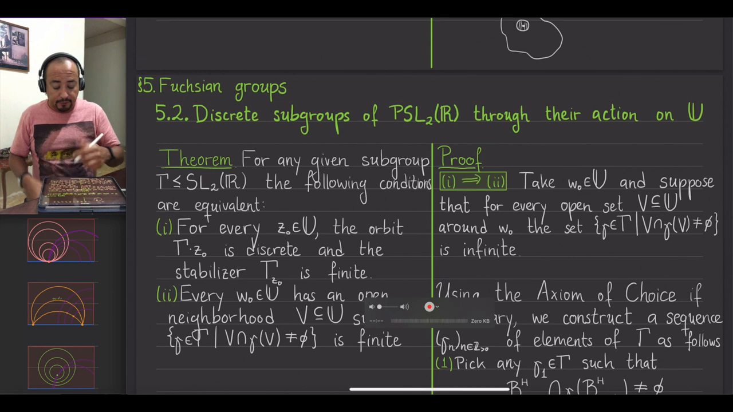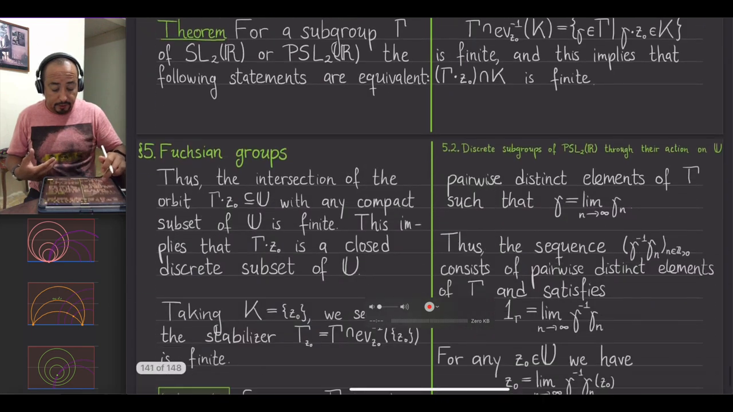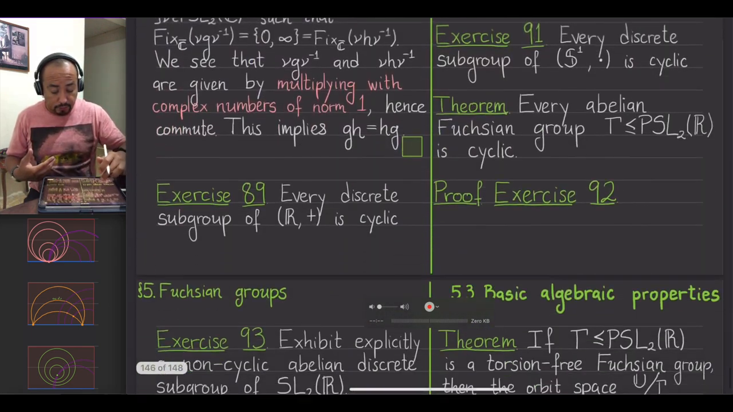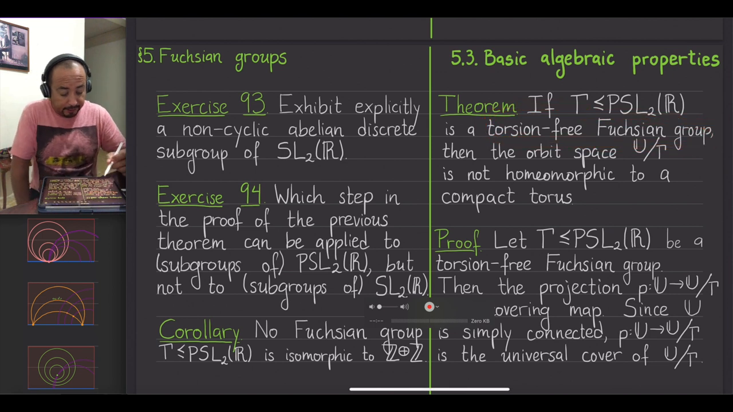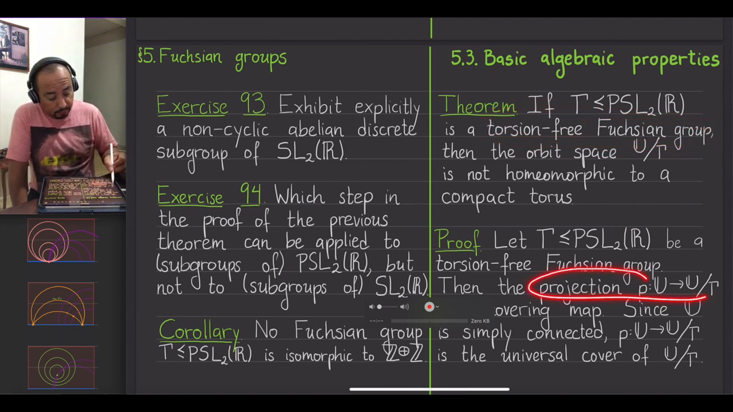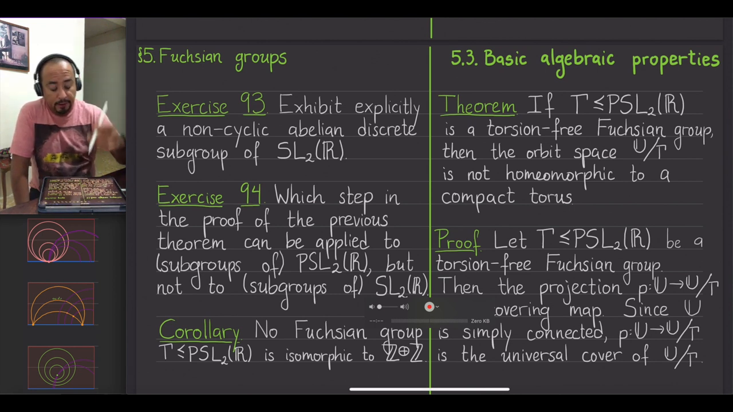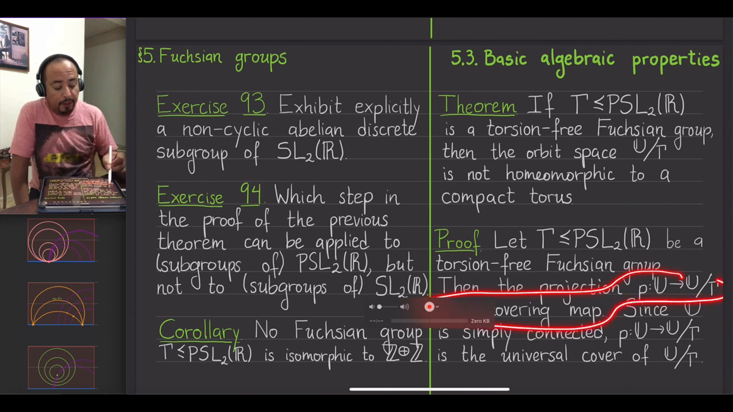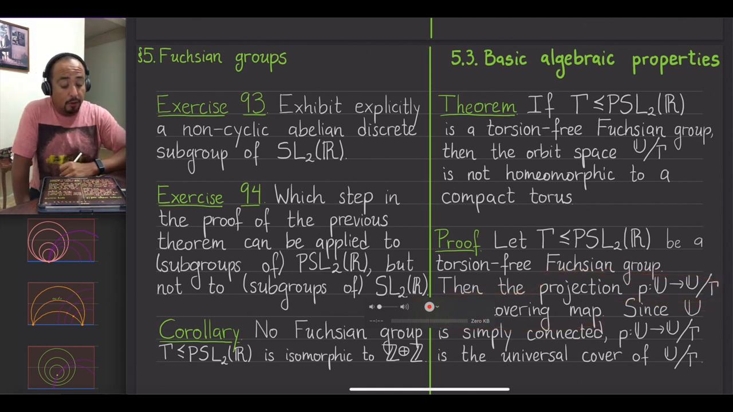But if all the stabilizers are trivial, the action is actually properly discontinuous in a strong sense. Right? So what I deduce from this assumption is that the projection from U to the space of orbits of the action of gamma on U is a covering map. The action being properly discontinuous in the strong sense means precisely that. Ultimately it leads to this projection being a covering map.